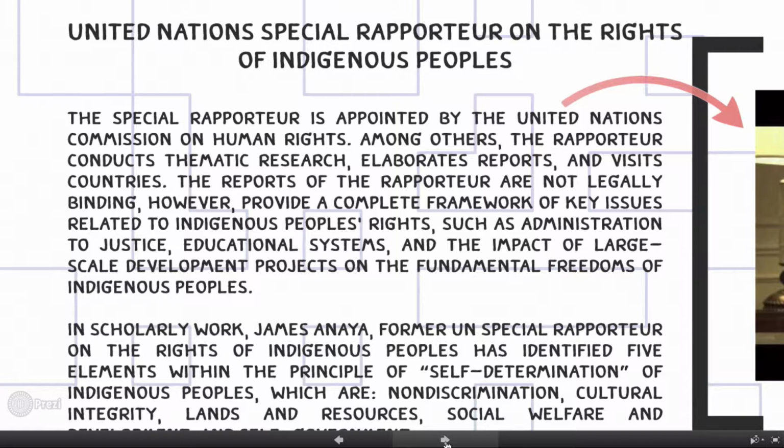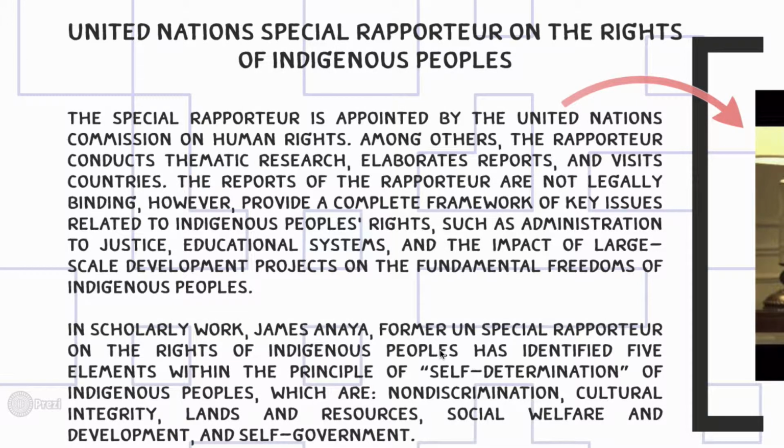freedoms of indigenous peoples. In his scholarly work, James Anaya, former UN Special Rapporteur on Indigenous Peoples, has identified 5 elements within the principle of self-determination of indigenous peoples, which are non-discrimination, cultural integrity, lands and resources, social welfare and development, and self-government.